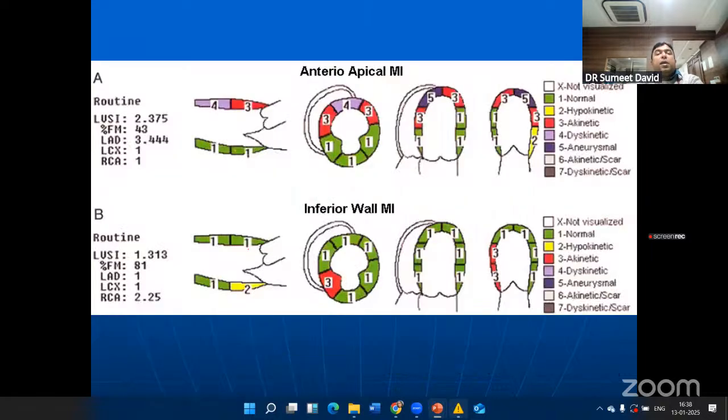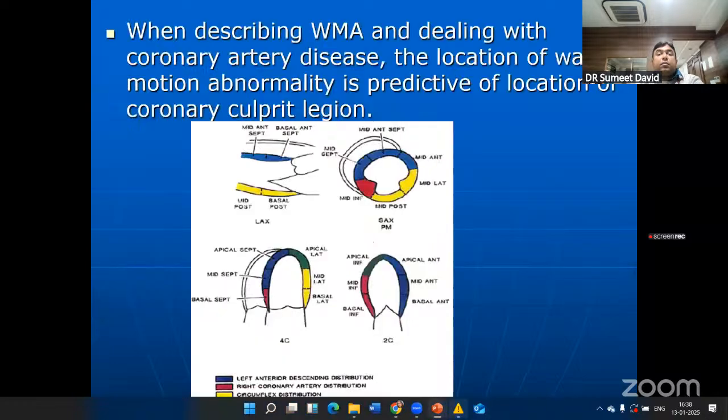So in an anterior apical MI, what all areas are affected? Then if there is an inferior wall MI, what all areas are affected? When you are describing wall motion abnormalities and dealing with coronary artery disease, the location of wall motion abnormality is predictive of the location of the coronary culprit lesion.